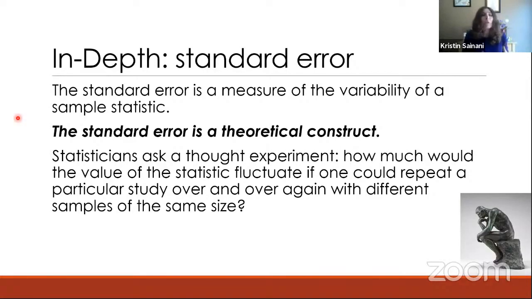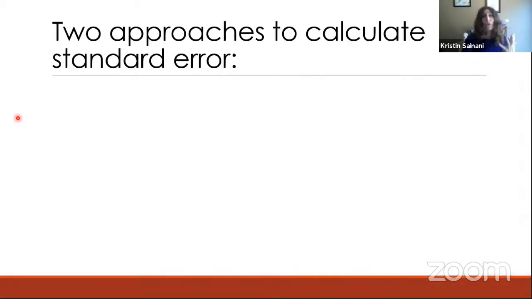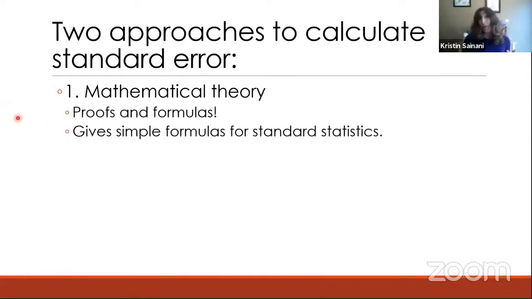Unfortunately, of course, we don't have the resources to actually go out and repeat our experiment many, many, many times. So what we do is we figure out what the standard error would be in a theoretical way. We use math or computer simulation, as I'll show you in a minute. So there's two ways to calculate the standard error. Commonly, we just use math. We derive formulas for the standard errors of common statistics.